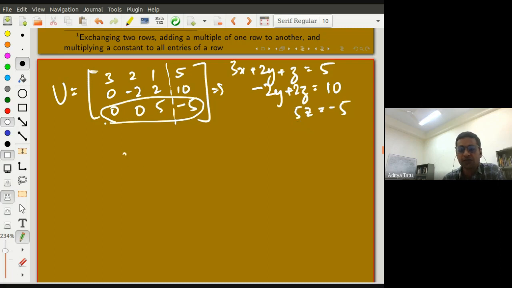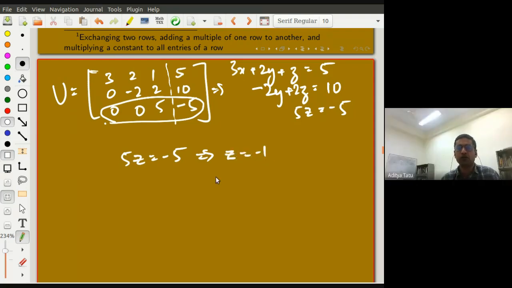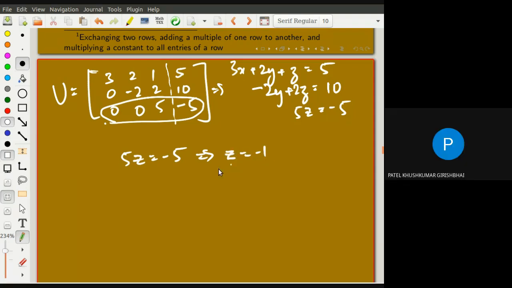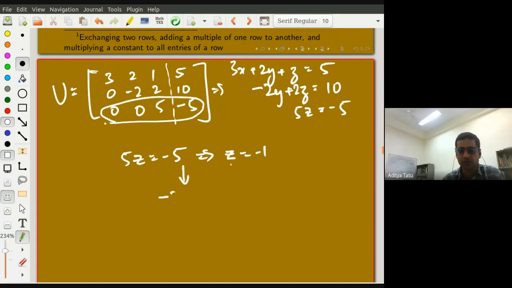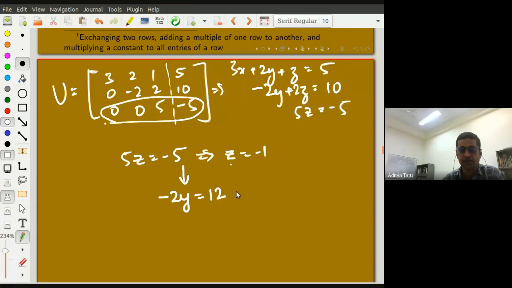Okay, so how would you solve this? First, take the last row. So, the equation corresponding to the last row, what is the solution? Z equals minus 1. Then, what do you do with it? Substitute in the second last equation. So, what would be the equation now? Minus 2y equals plus 12. So, what is y? Minus 6. Then what do you do?